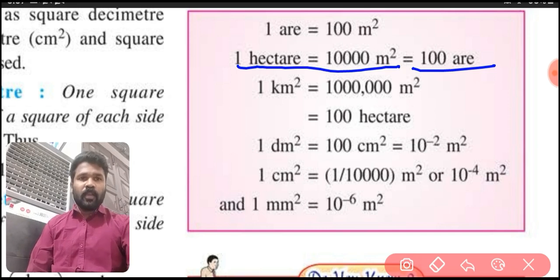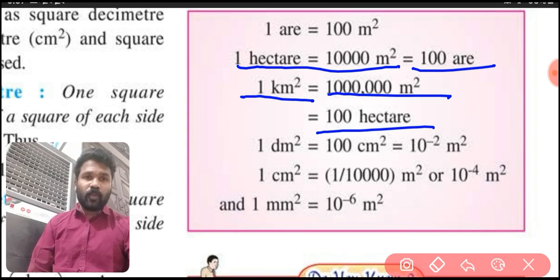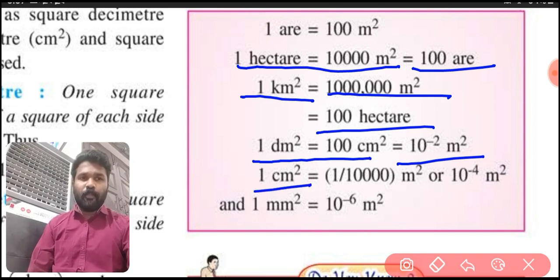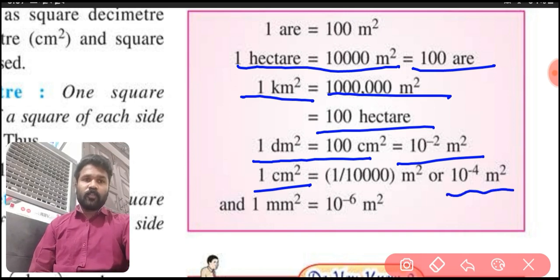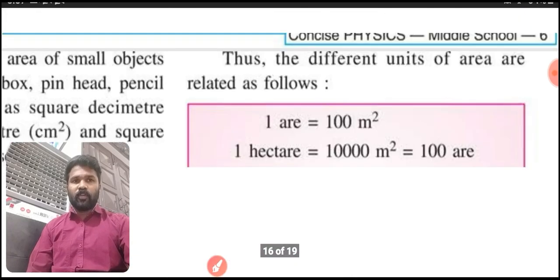Okay, we have discussed. Now 1 kilometer square is equal to 10 lakh meter square, that is equal to 100 hectare. Now 1 decimeter square is equal to 100 centimeter square, that is equal to 10 raised to minus 2 meter square. Now 1 centimeter square is equal to 1 upon 10,000 meter square, or 10 to the power of minus 4 meter square. And 1 millimeter square is equal to 10 to the power of minus 6 meter square. These are the relationships between the units of area.